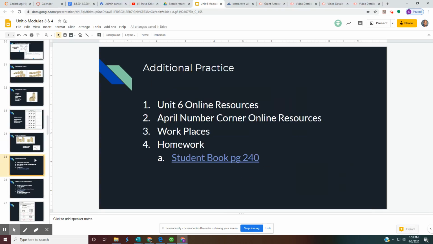Interesting. All right. So for today, you have unit online resources for some extra practice and your April number corner resources. Look for that on our document. You could play the workplaces game again. And you have your student book, page 240. Okay. If you need any more help on this, go ahead and get in touch with your teacher.